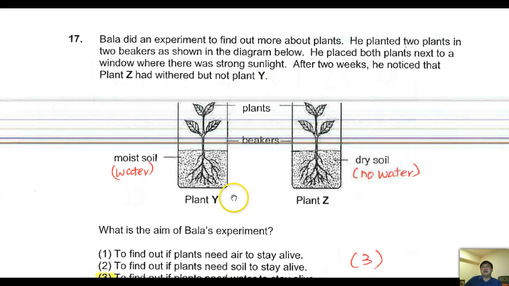Now let's take a look at what is the difference in the variable. It means something this plant has that survived, something this plant does not have, and obviously it is water.